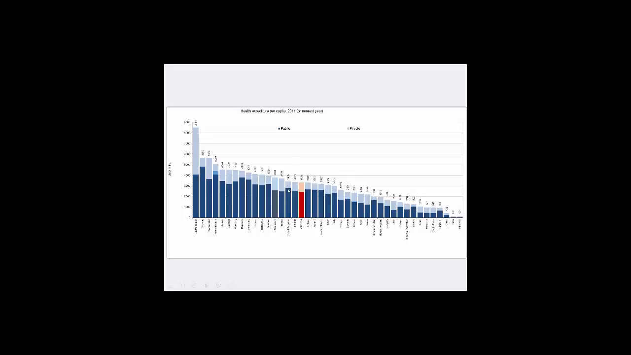All right, here's the United Kingdom in comparison. Add to that how much we spend privately. And once you do that, you see that we spend about twice as much, if not more, than a comparable OECD nation.